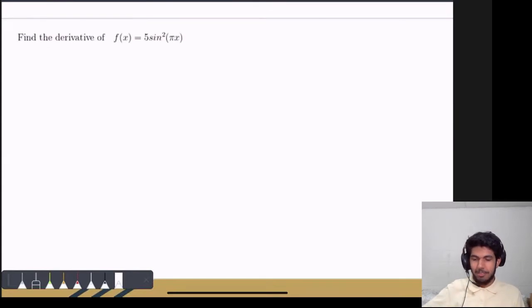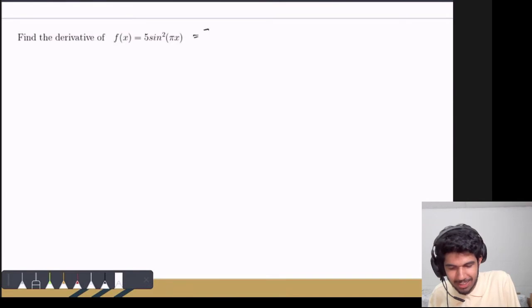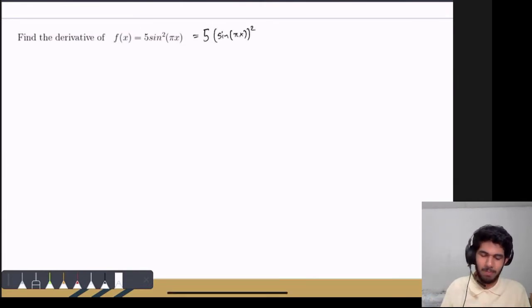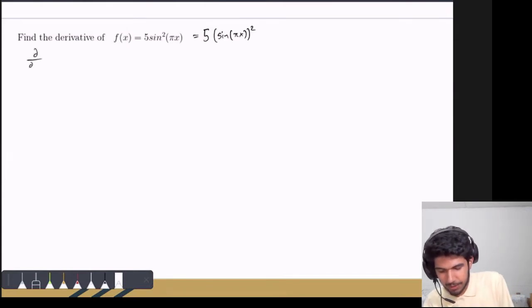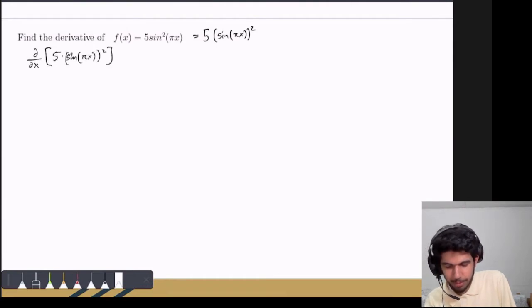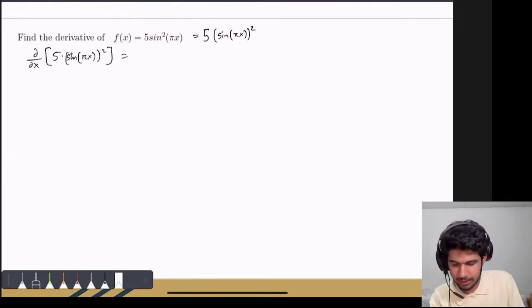Next, find the derivative of 5 sine squared of pi x. Okay, so I'm just going to rewrite this because the convention for writing sine squared is just not very fun for me. It's like that. Okay? So if we remember, well, 5 is a constant, right? So the derivative of 5 times sine of pi x squared, we should remember that the constant just comes out. I explained that just a moment ago.